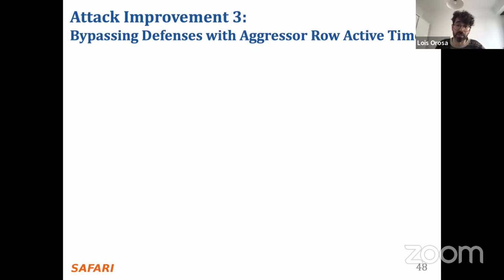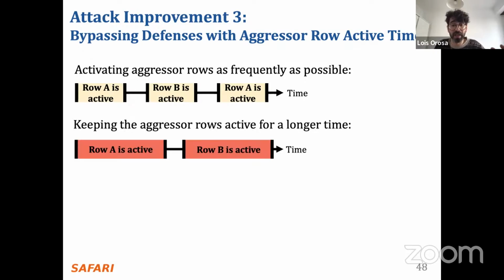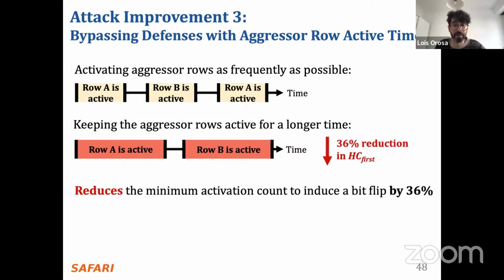In the third example, an attacker can leverage the effect of aggressor row active time. In this scenario, instead of activating the aggressor row as frequently as possible, the attacker can keep the aggressor row active for a longer time. Based on our analysis, HC first reduces by 36% on average with the proposed access pattern. With this reduction, an attacker can bypass RowHammer defenses that do not account for this reduction.